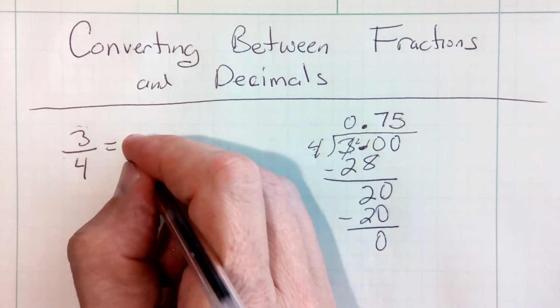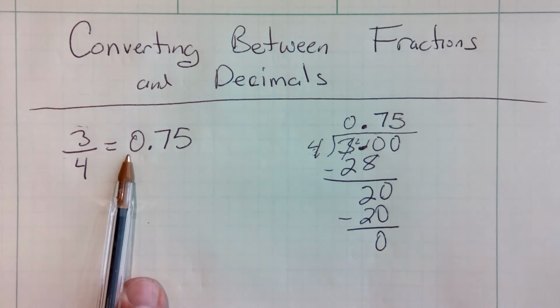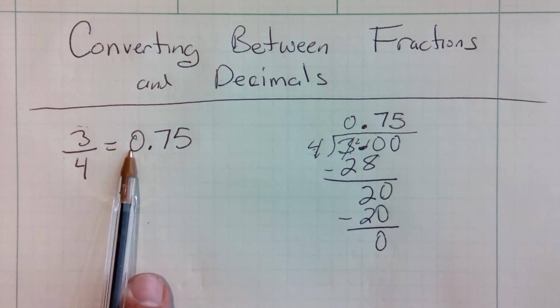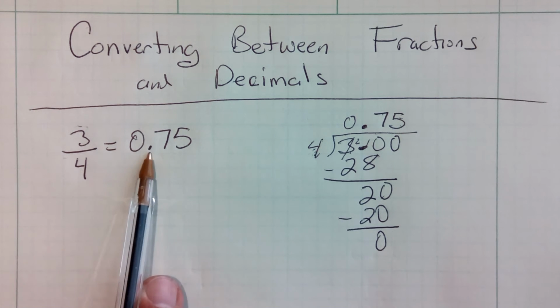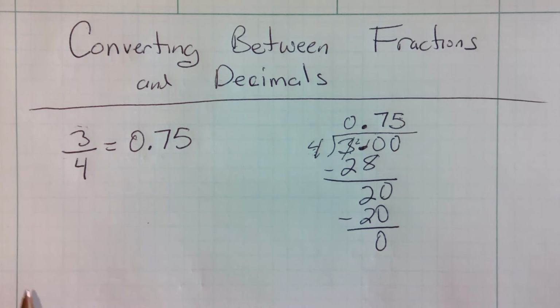So I come over here and I point 0.75. Now, a lot of mathematicians like to put the 0 to the left of the decimal to help us know that there isn't any whole parts to this fraction of 3/4, because you might be asked to convert a mixed number that has a whole part.